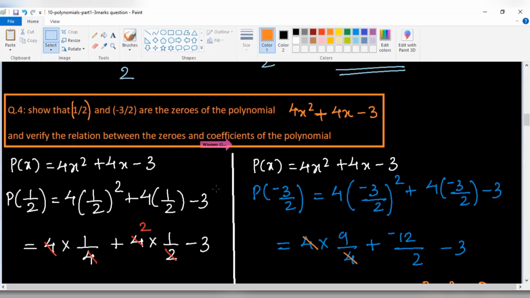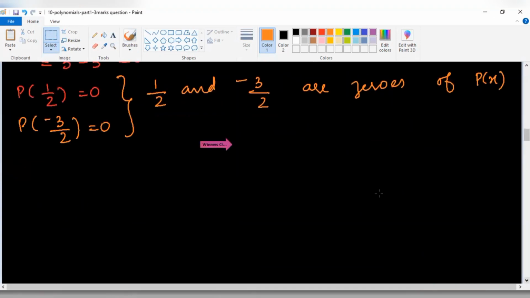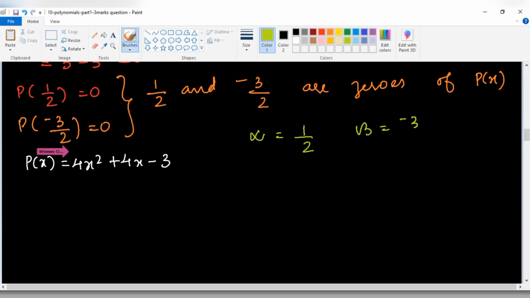Okay, this is the given polynomial. We know for a quadratic polynomial, there will be only two zeros, maximum two zeros. So the zeros are these two. We can take alpha as 1 by 2 and beta as minus 3 by 2. Now, let us compare the coefficients here.